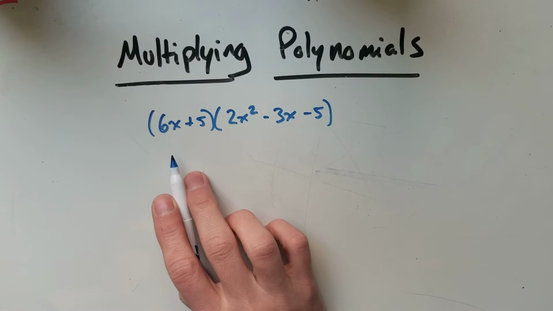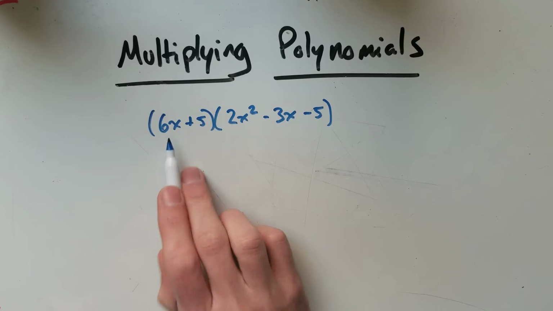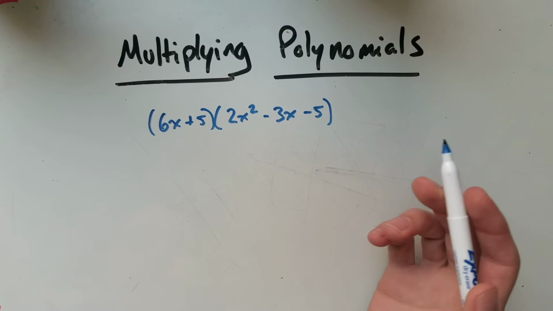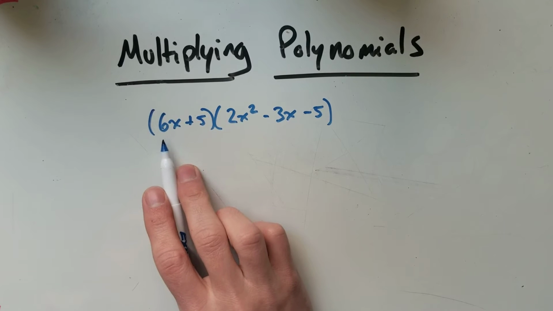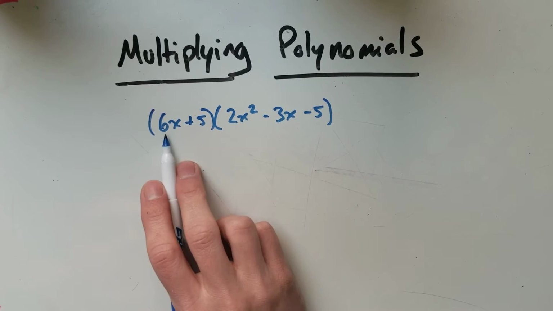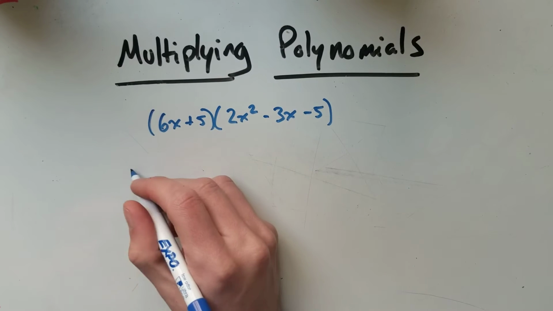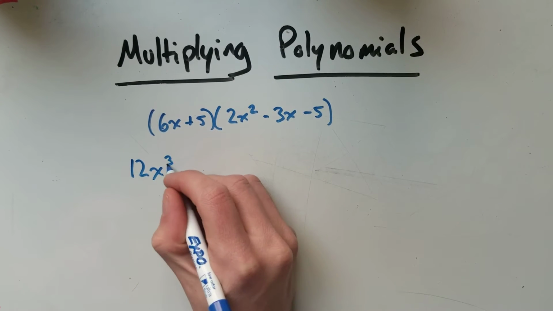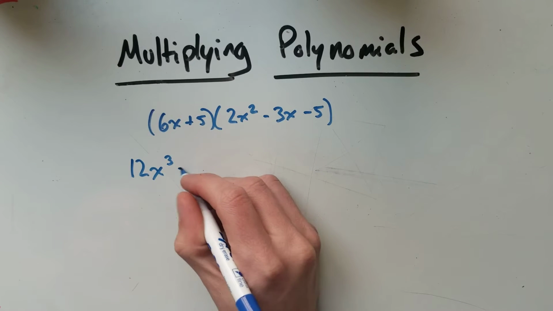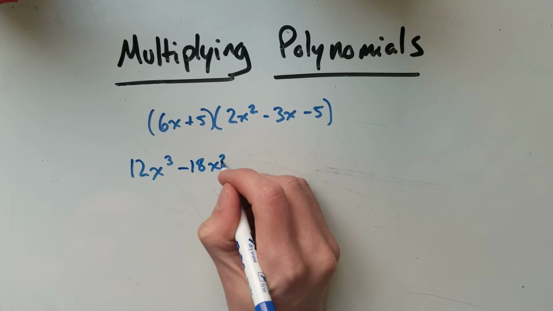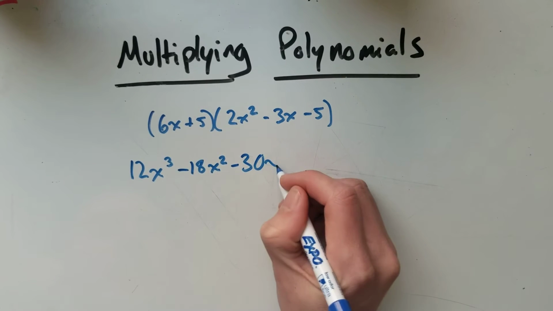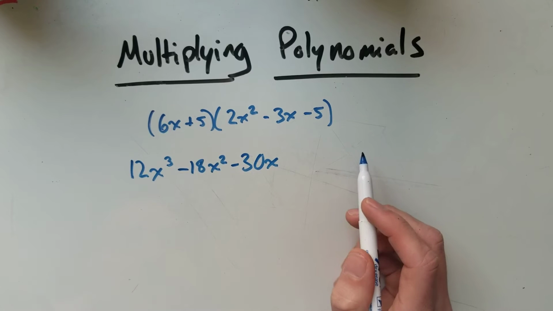So yesterday, essentially we simplified it to: you take the first term and you distribute the first term to every term in here. So we're going to do the same thing. But now instead of multiplying it by two terms in here, we're just multiplying it by 3. So 6x times 2x squared, well that's 12x to the third. 6x times negative 3x, that is negative 18x squared. And 6x times negative 5 is negative 30x.